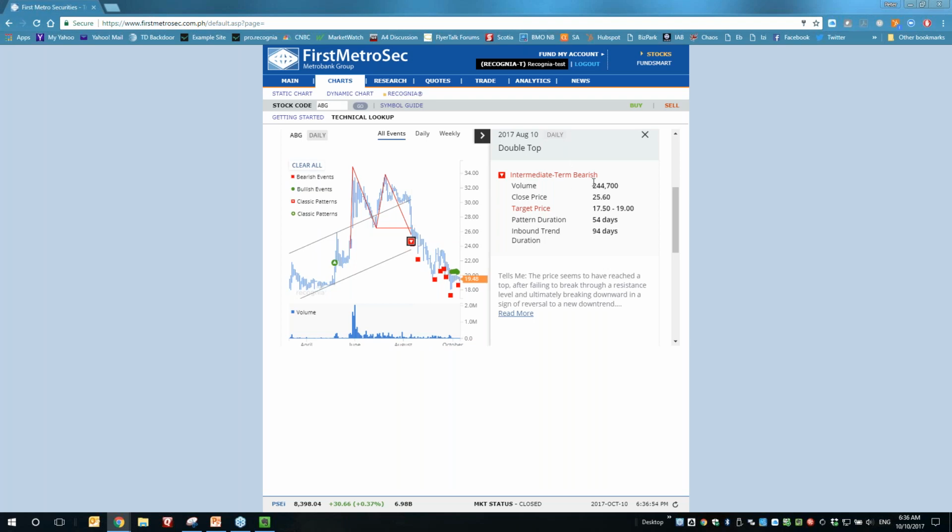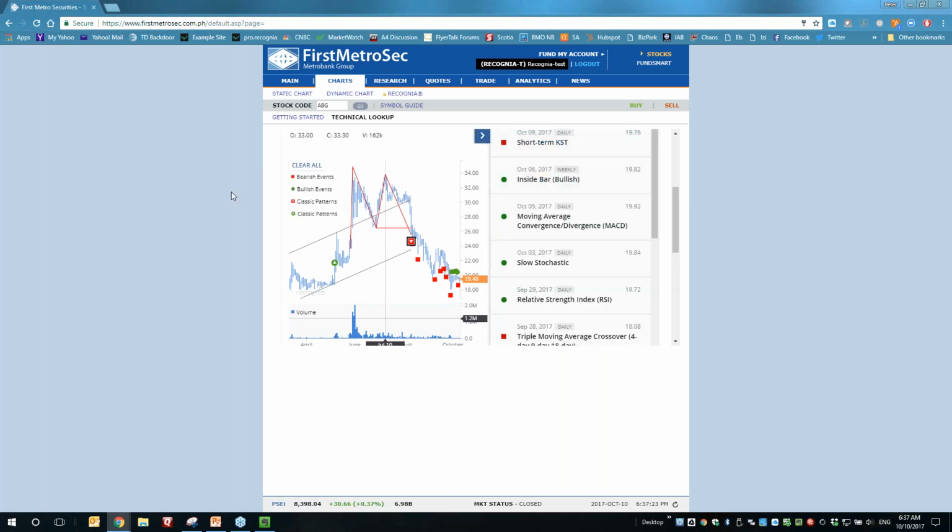This is what's known as an intermediate term bearish event. The price when this occurred was 25.60, and this suggests the price is going to decline to the range between 17.50 and 19 pesos. So what happened? Price declined, and we got down to about 18 or so, the lowest point we got to. So again, this particular pattern worked well. So here in this one stock, you can see how you could have used classic patterns to tell you both when to get in and when to get out, or to be short the stock.